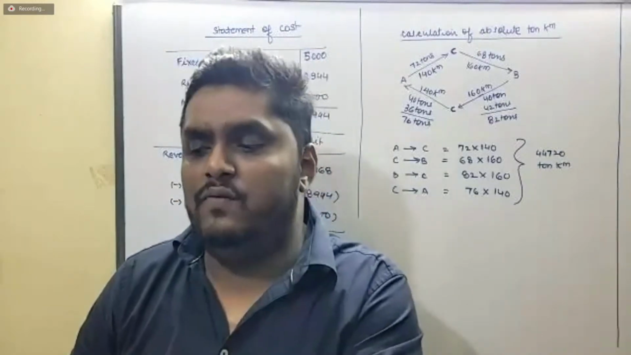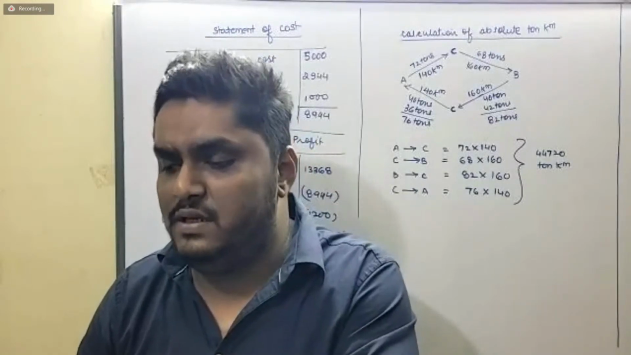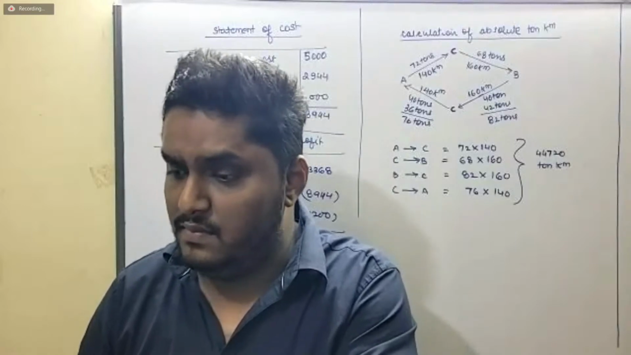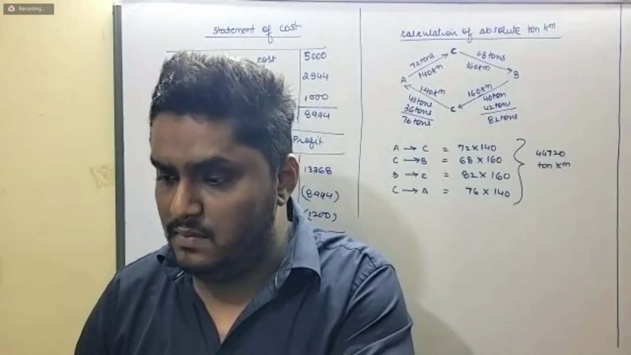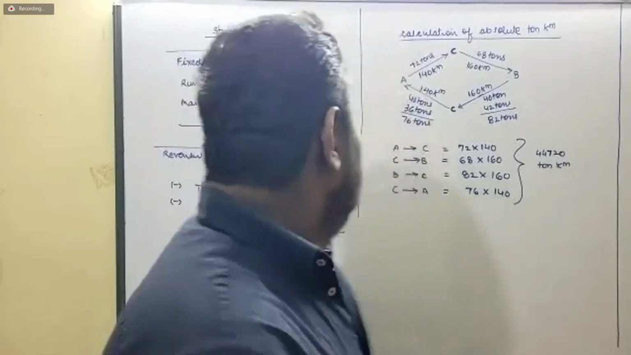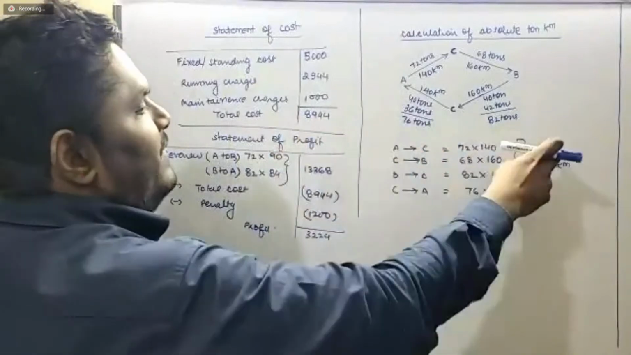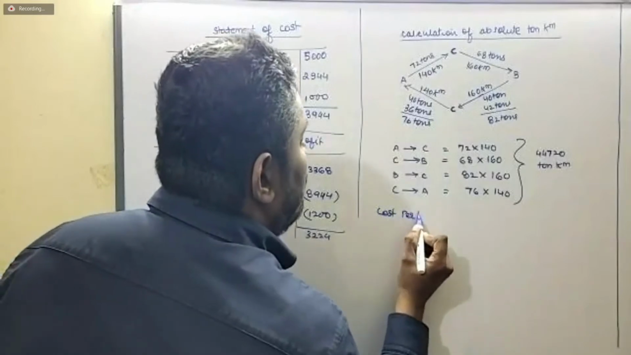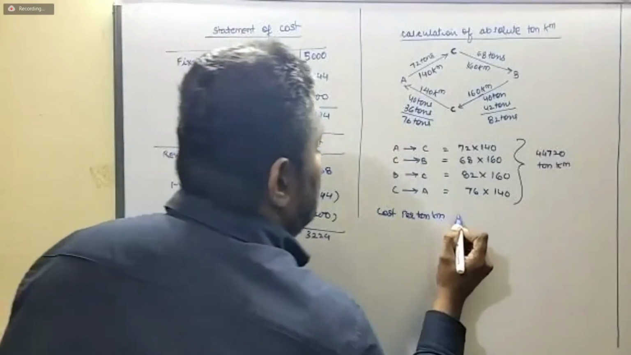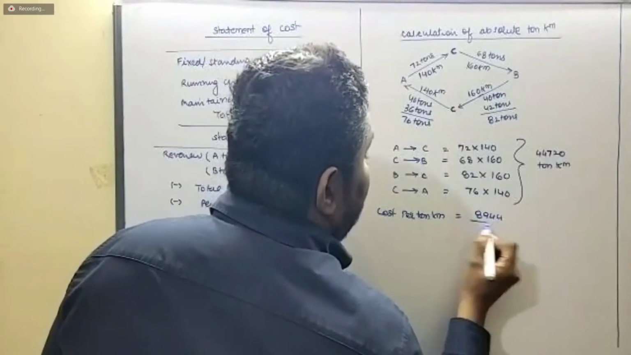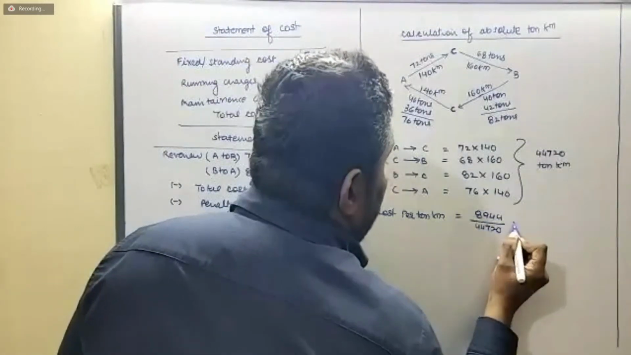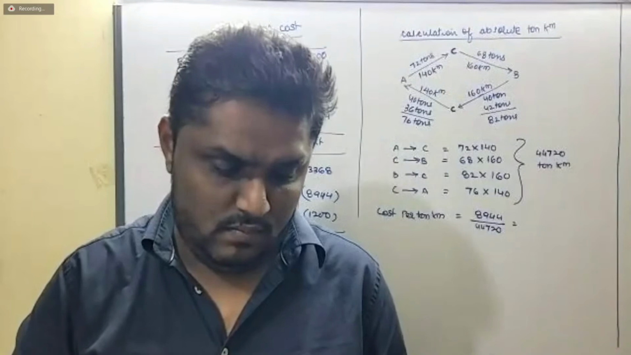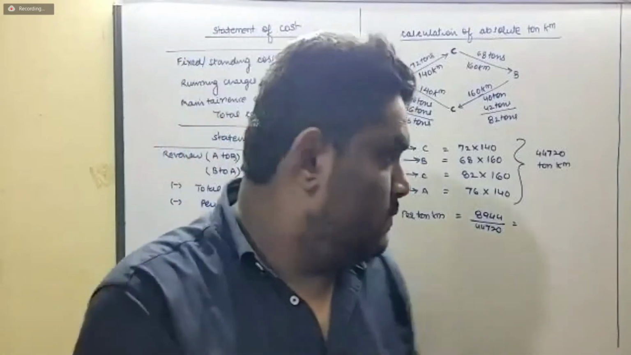Smile, can you please elaborate what calculation you wanted the explanation for? I mean, what calculation are you finding difficult? So if this is the total cost, then this cost is divided by the kilometers: 8,944 divided by 44,720.